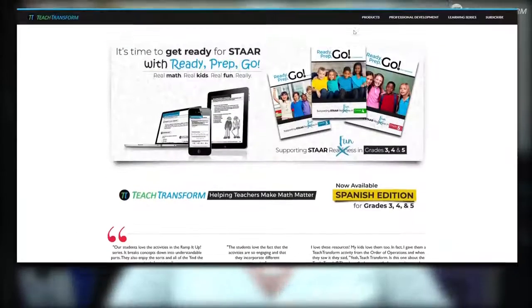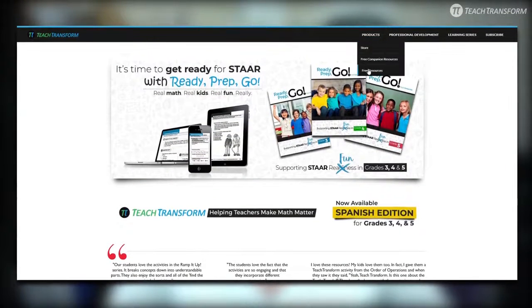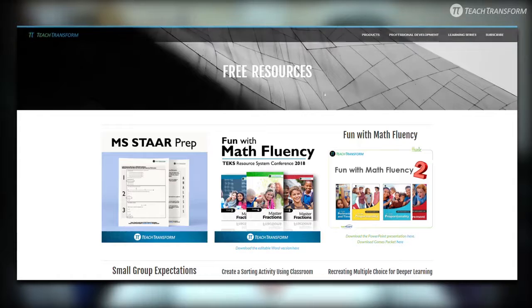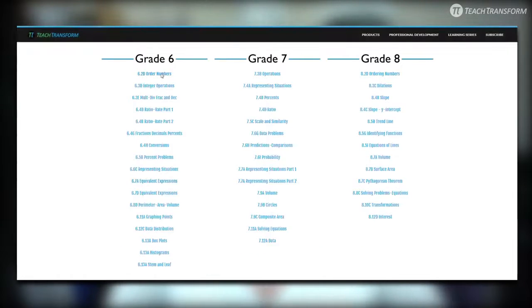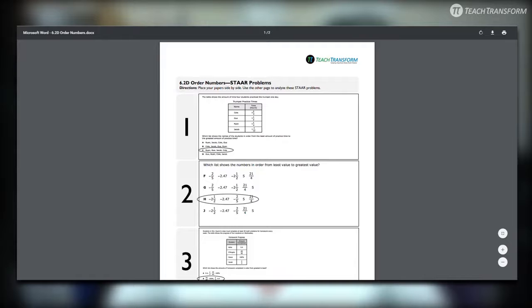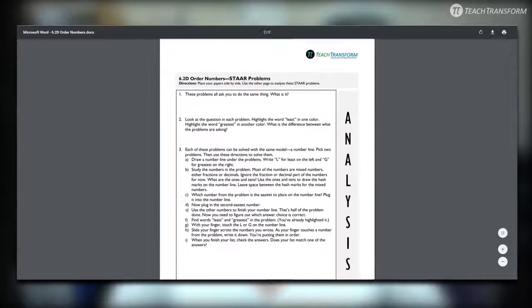So that's an example of one of the free resources that we've created for you for 6th, 7th, and 8th grade STAAR prep. They're located on the Teach Transform website under the free resources. Download them, use them, share them within your district and with your friends in other districts. Please know that I was writing as fast as possible because my school was going to need the resources and I figured that you were too. So if you find a mistake, just let me know and I'll be happy to fix it.